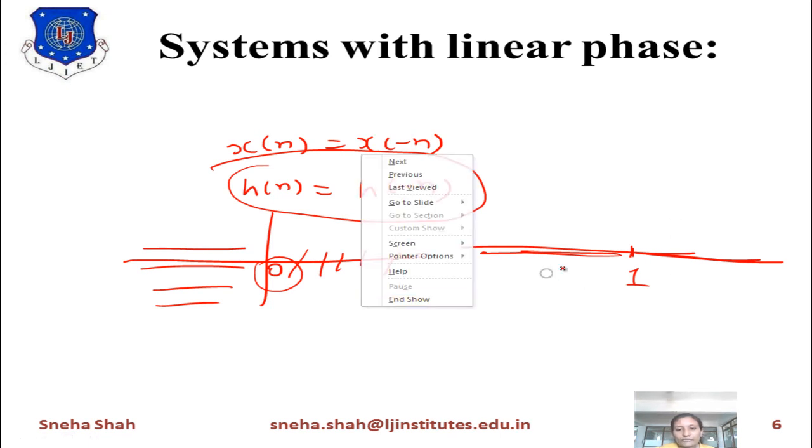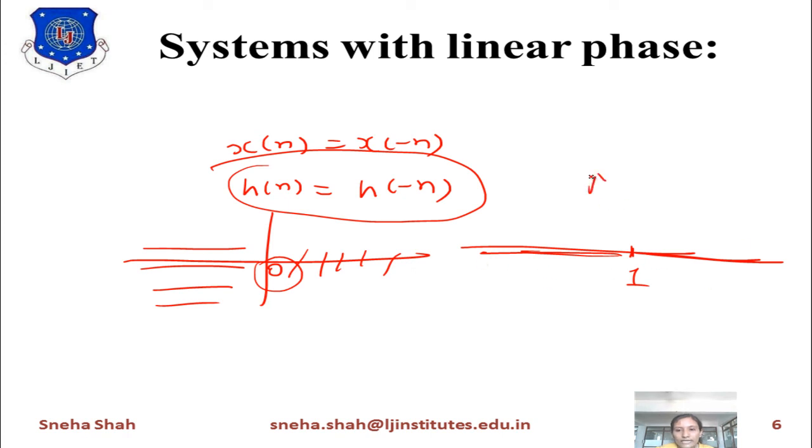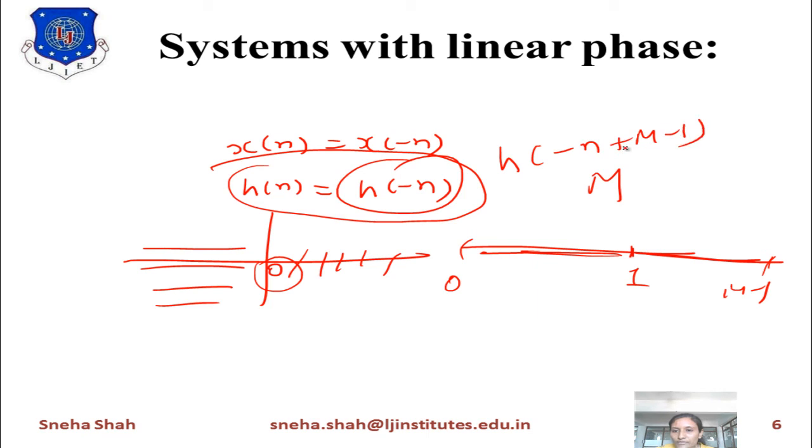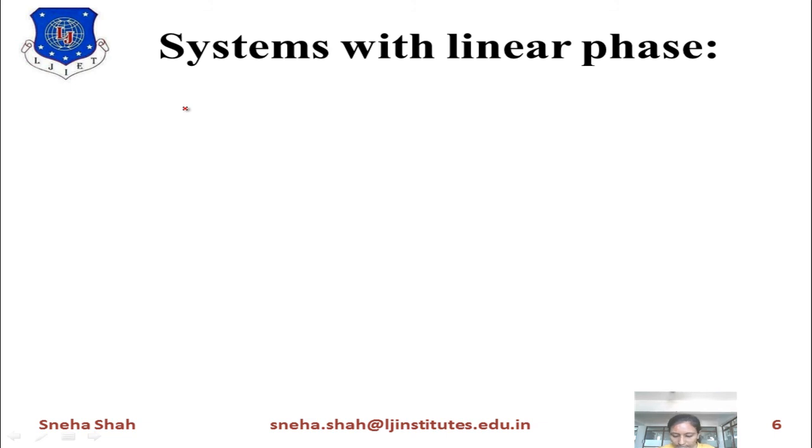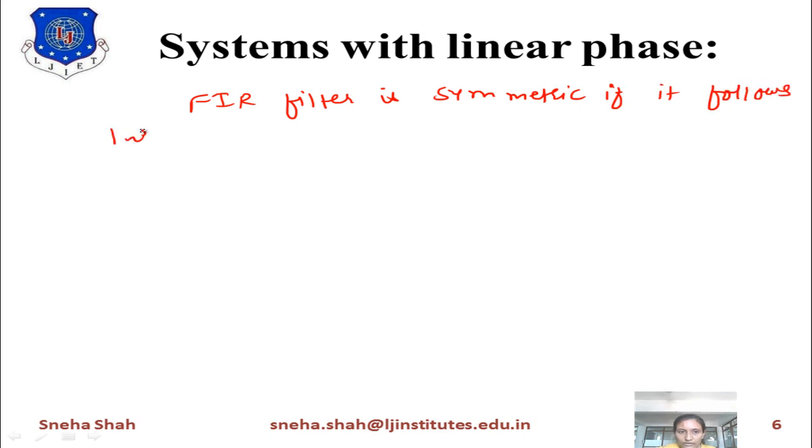For this, first of all we consider that the number of terms is m, which is the order of the system filter. If we start from 0, then the last point is m minus 1. So this condition will be h of minus n plus m minus 1. After m minus 1 terms, it will be the same as the original term, which means h of n equals h of m minus 1 minus n. So an FIR filter is symmetric if it follows the following condition.